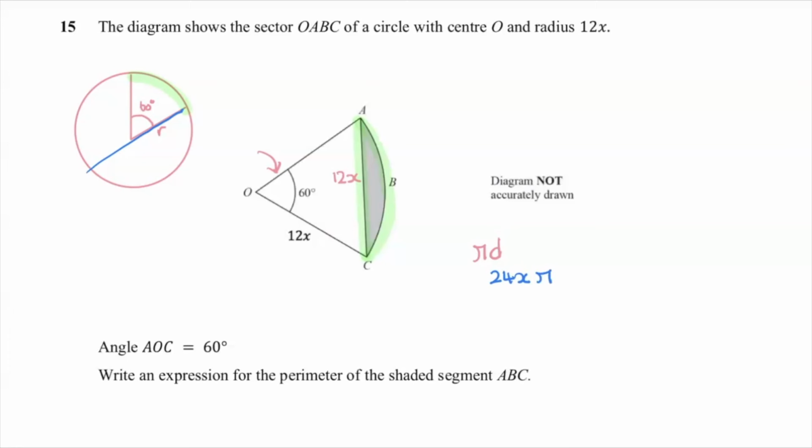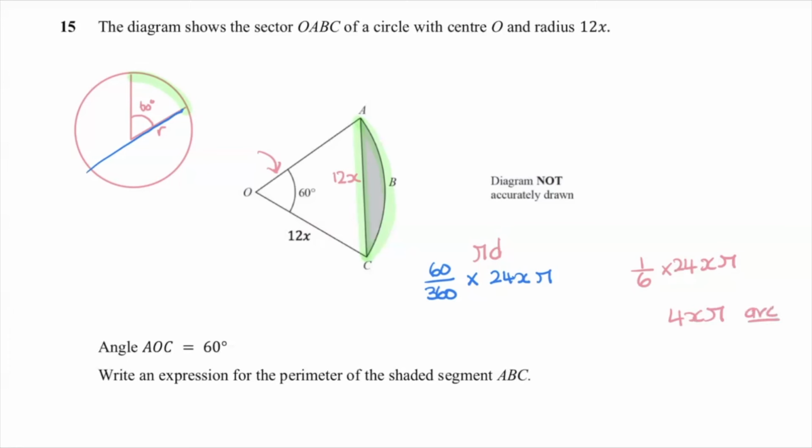But remember, I only want a fraction of that. I want 60 degrees out of the 360. So that gets multiplied in. I'm going to cancel my fraction to a sixth because the numbers are smaller and easier to work with. 24 divided by 6 is 4, leaving me 4x pi. And that is an expression for the arc.